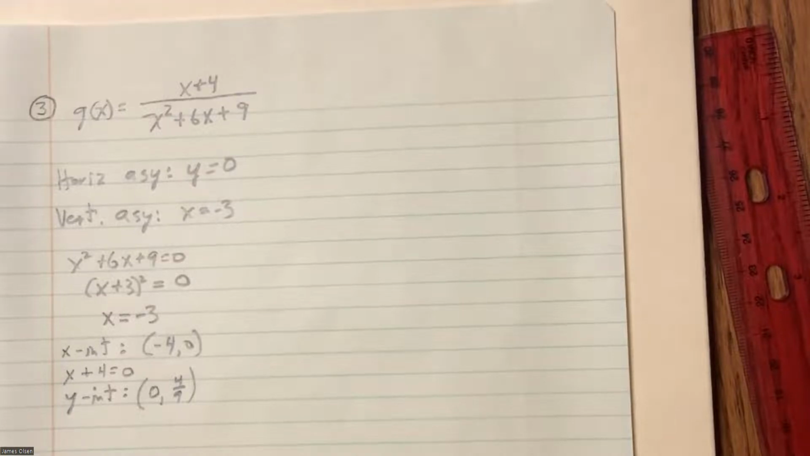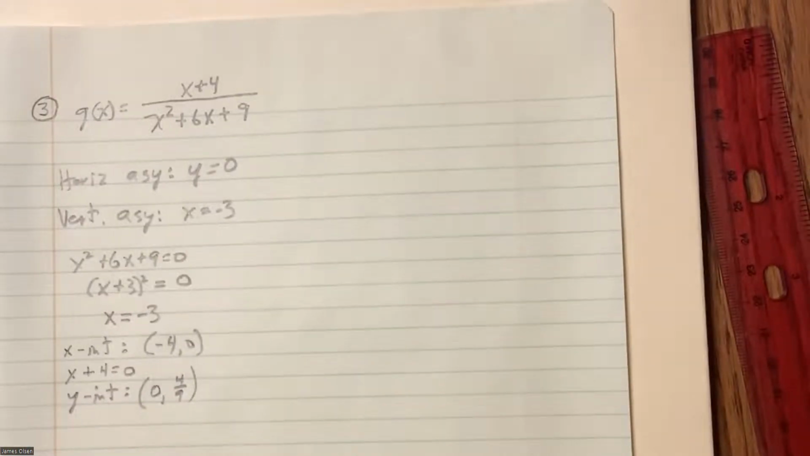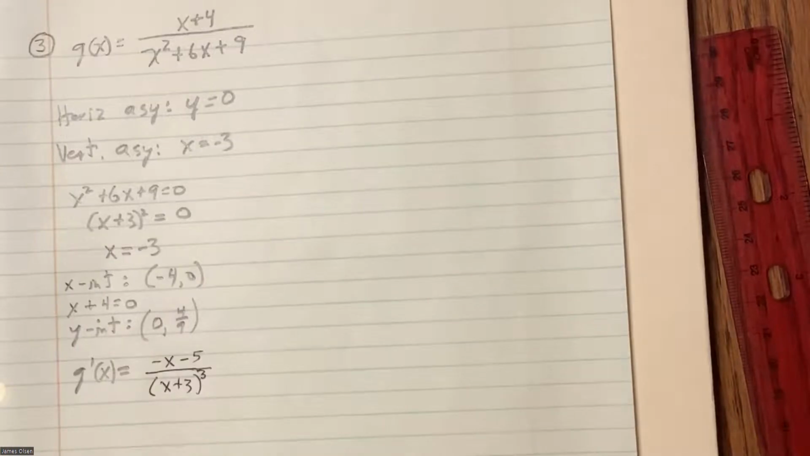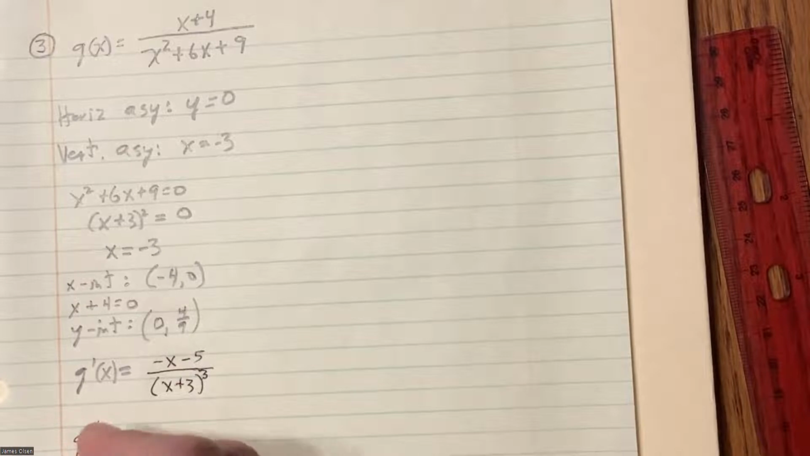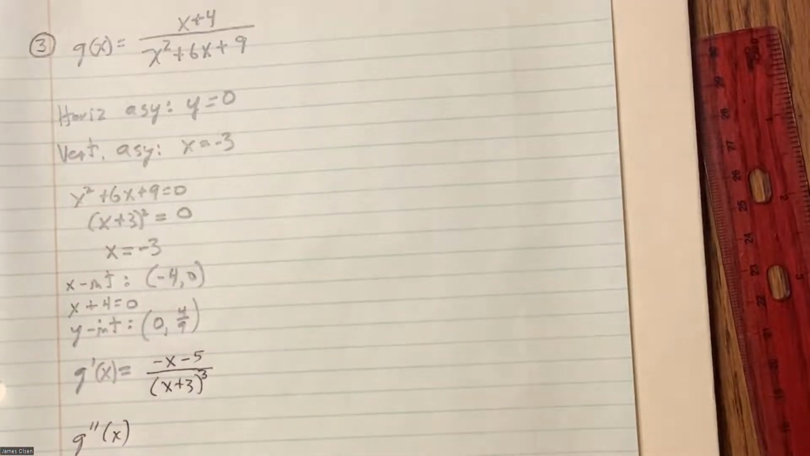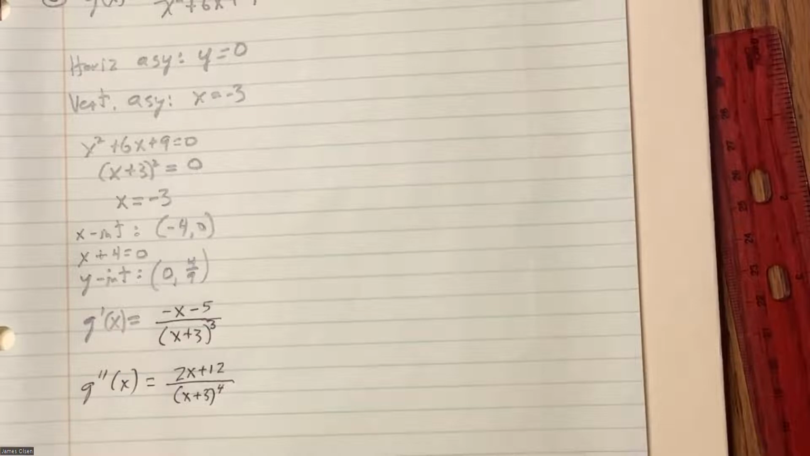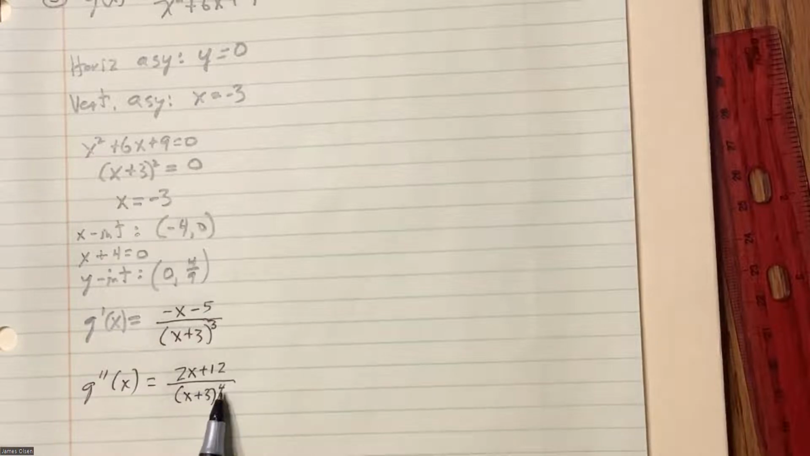Now we need the first and second derivative so we can find our maximum points, our minimum points, concavity, and inflection points. So I'm going to do the quotient rule over on a piece of scratch paper. The first derivative is the opposite of x minus 5 over x plus 3 quantity cubed. It was quantity squared to begin with. And the second derivative from the quotient rule again is 2x plus 12 over x plus 3 to the fourth.